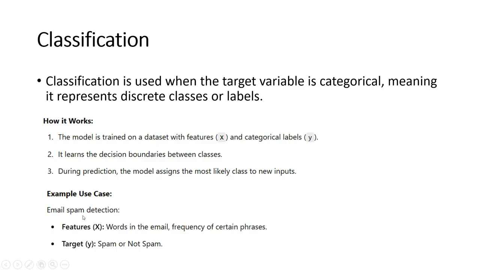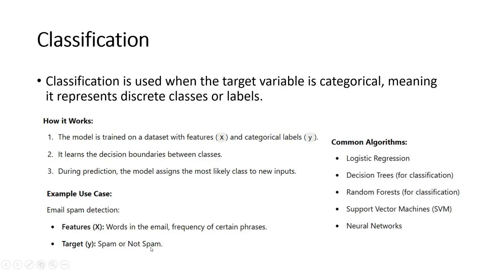An example case is email spam detection. Inside this we have features X, which are words in the email, frequency of certain phrases, number of, for example, nouns or verbs, and the target is spam or not spam. The commonly used algorithms for classification are logistic regression, decision tree for classification, random forest, support vector machines, and neural networks.